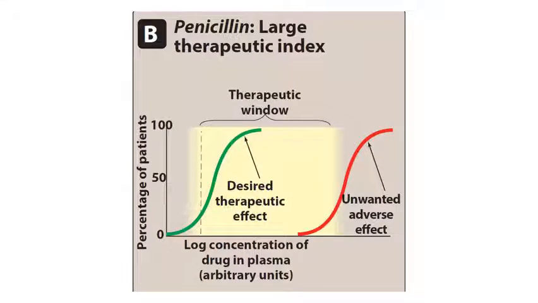Another example, we have penicillin, which has a large therapeutic index. You can see here that even with a high concentration, where we achieve the maximum response, there is still a gap between the effective and toxic doses. So for drugs, it is important to know whether the drug has a low or high therapeutic index, so it's important to monitor plasma concentration and give the drug in appropriate doses to avoid toxic levels.